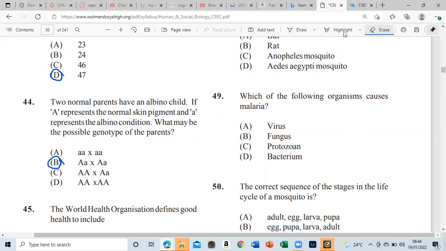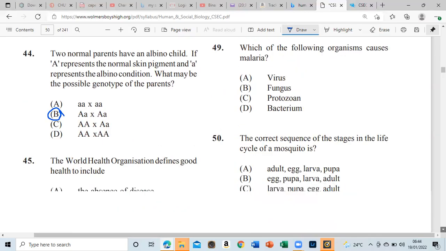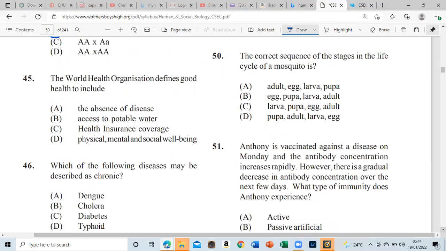All right, let's move on to 45. The World Health Organization defines good health to include A, the absence of disease, B, access to potable water, C, health insurance coverage, or is it physical, mental, and social well-being? And 45 would be physical, mental, and social well-being.